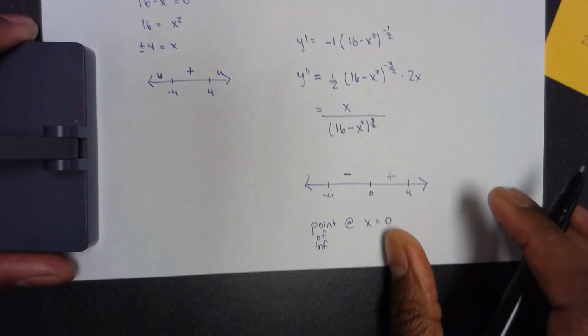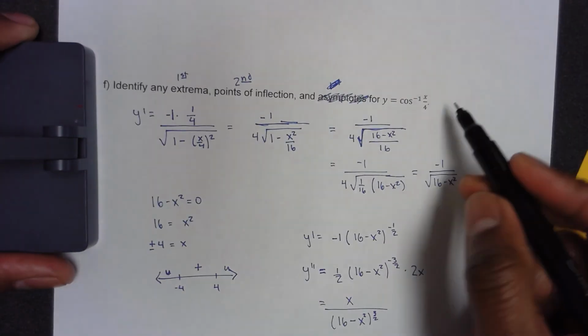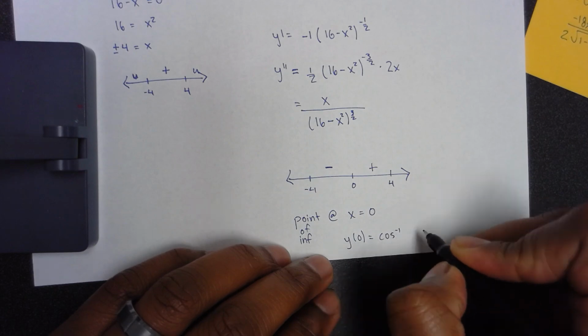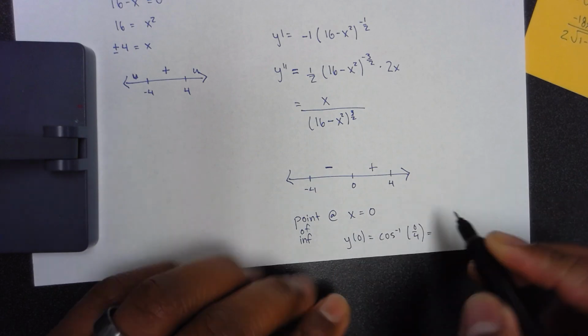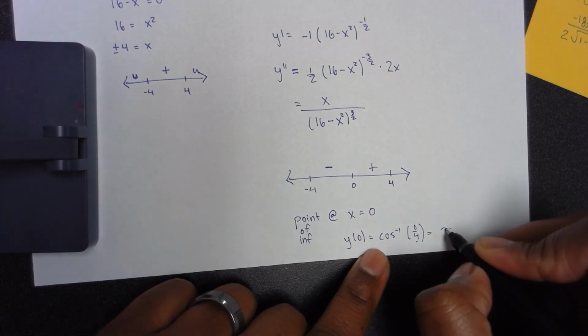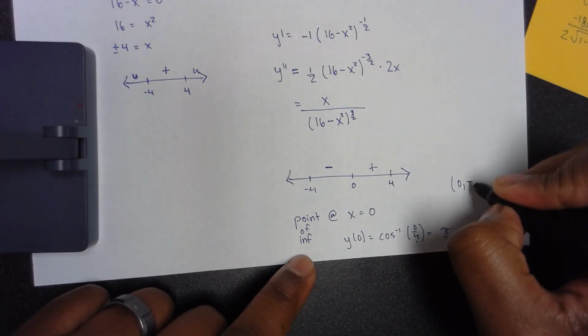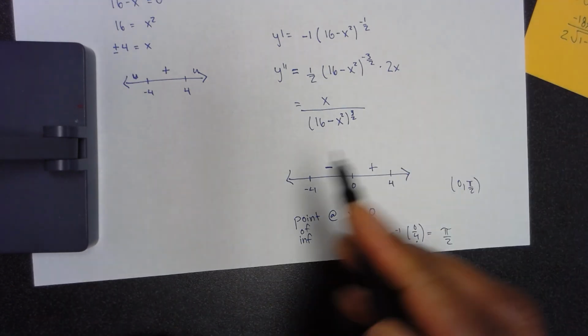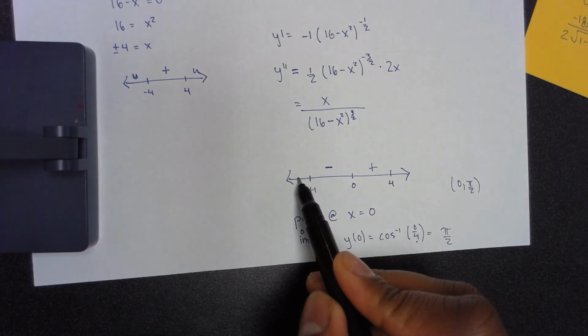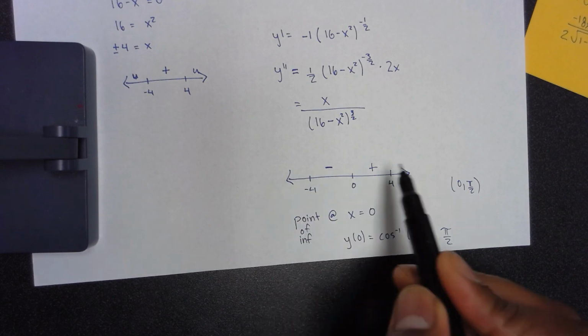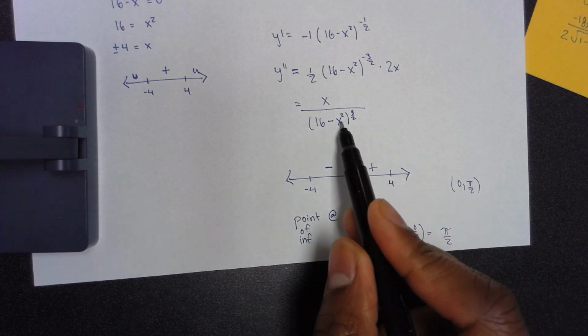To find the y value that corresponds to that, we go back to the original function, and we're looking for y of 0 equals cosine inverse of 0 over 4, which, where is cosine equal to 0, that angle is pi over 2. So the point of inflection is at 0, pi over 2. Now again, we can't go beneath negative 4 or exceed positive 4 because it would have us taking square roots of negatives. So we just can't.